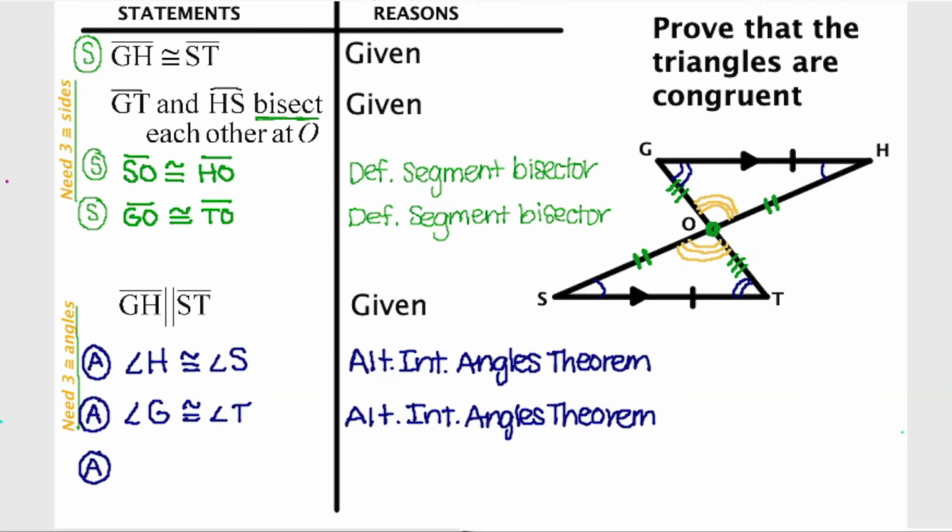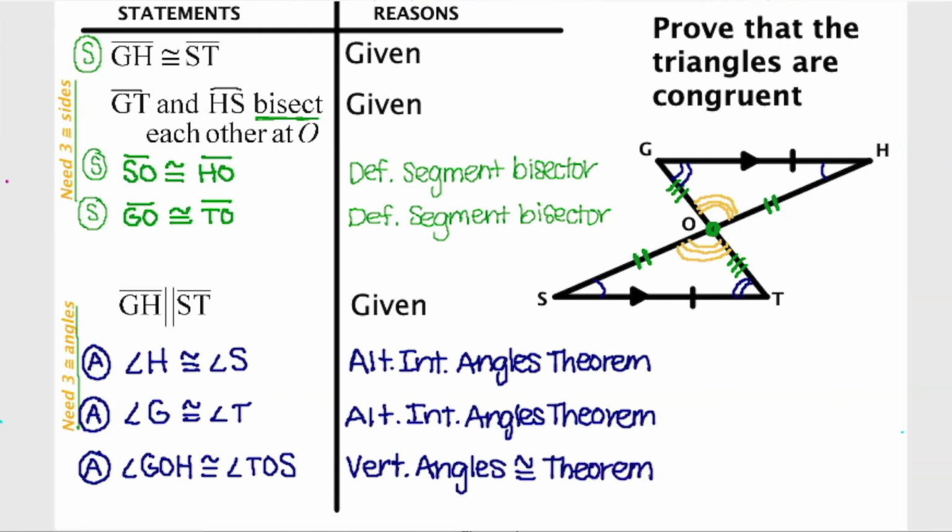Now I can't just call those both angle O, so I'll have to use 3 letters, I suppose, right? That trace around there. So how about this top one, we call it GOH. And the bottom one we could call TOS. And why are those congruent? Because they're vertical angles. The vertical angles congruence theorem. And that's what we needed to do, you guys. That's all. Now we can say that those triangles are congruent to each other.